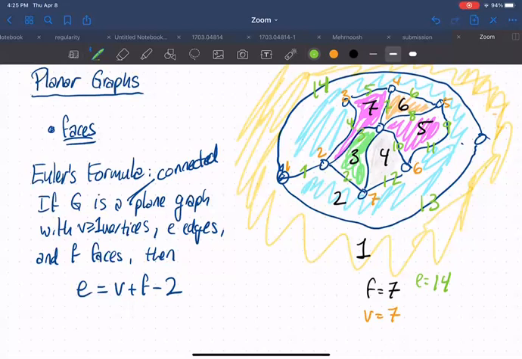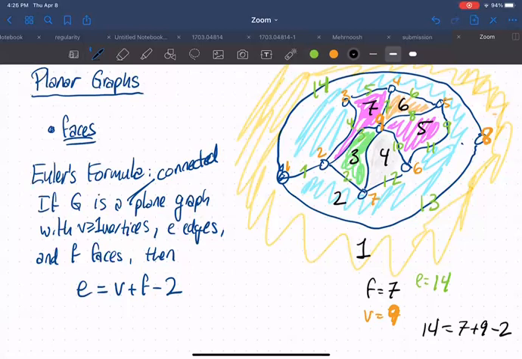And there's a vertex that I missed. Vertex number 8 right there. And vertex number 9 right there in the center. Okay, so good. And indeed, the number of edges is 14, that is equal to 7 plus 9 minus 2.